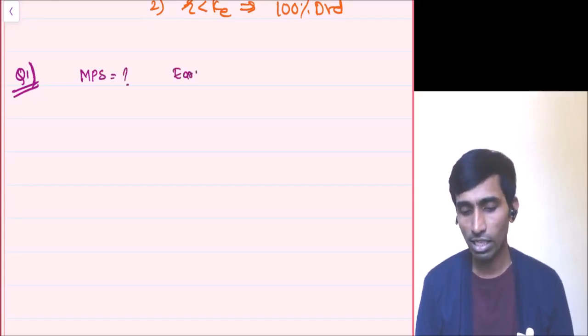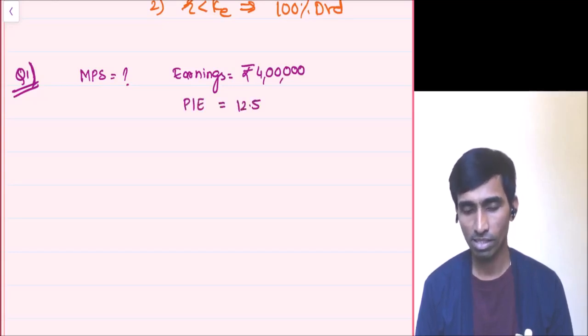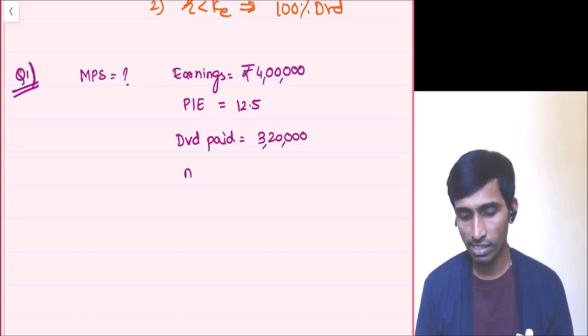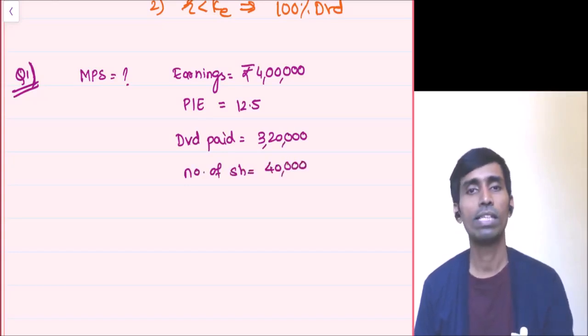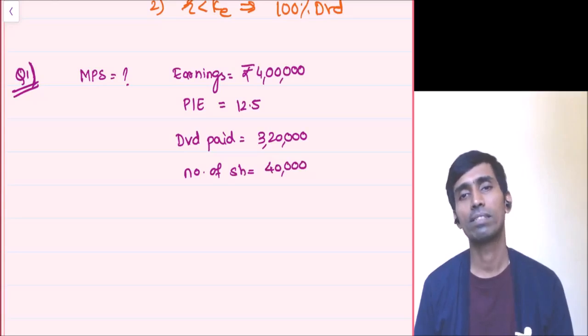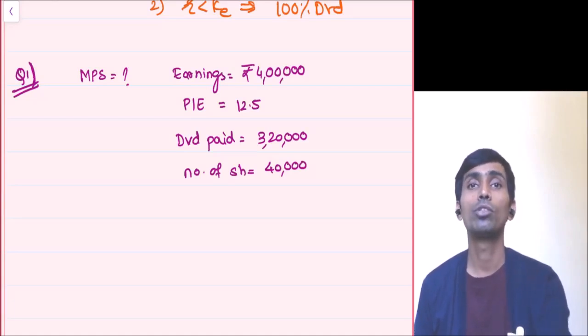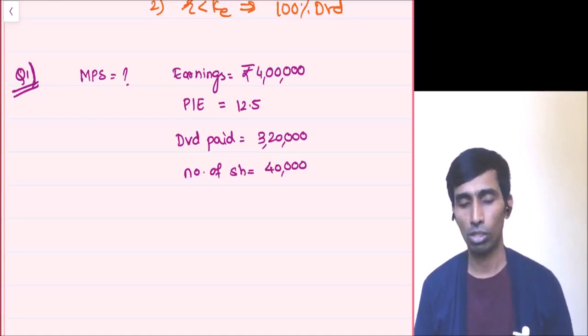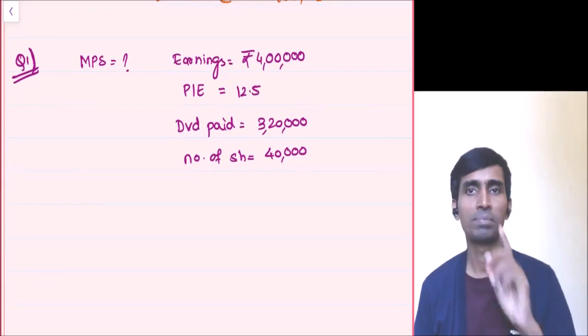Earnings is 4 lakhs. P/E ratio is 12.5. Dividend paid is 3,20,000 and number of shares is 40,000. Okay, so they are asking the current market price. Also they are saying find whether the company's dividend payout is optimal. Use Walter's formula. Okay, 1 minute.